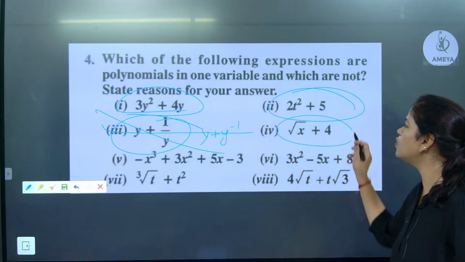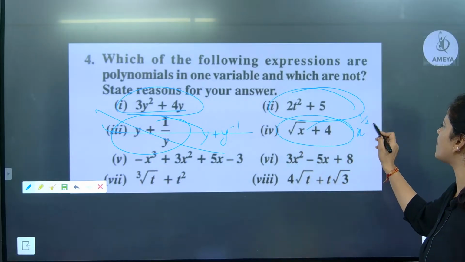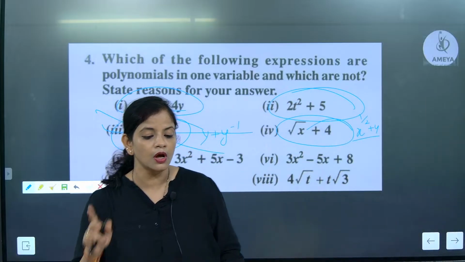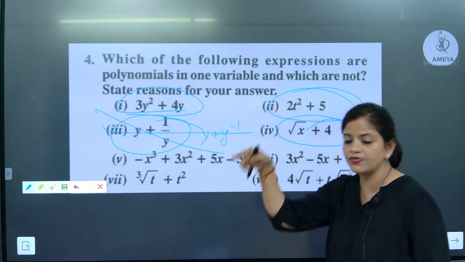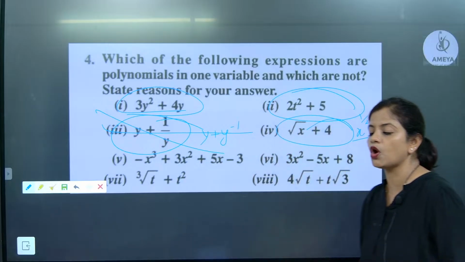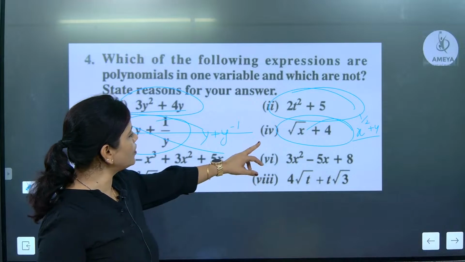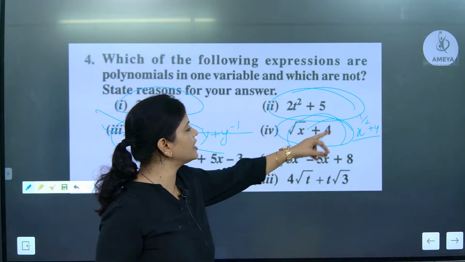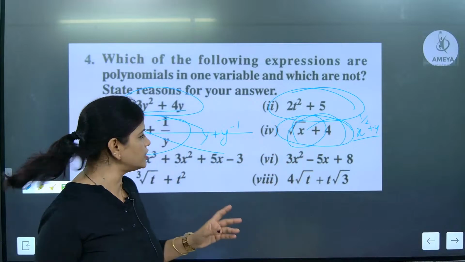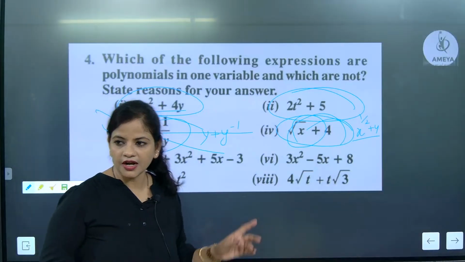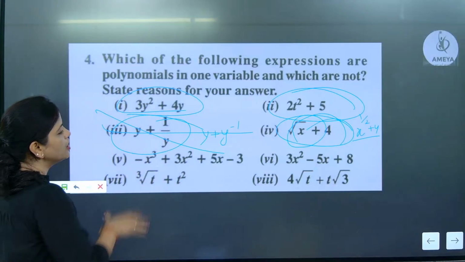Now here, a root is coming: x to the power 1 by 2 plus 4. So when you are talking about x to the power 1 by 2 plus 4, 1 by 2 as the power is not at all a polynomial. Okay, so x to the power 1 by 2 is not making it a polynomial. Understood? Now we will go for this one.